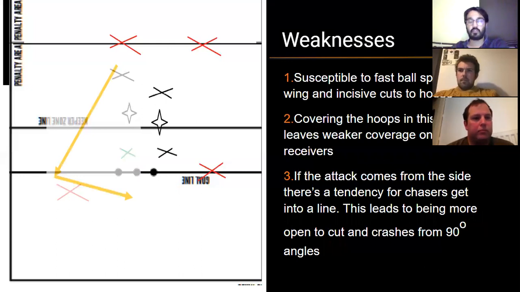Now, no defense is perfect, as we said. This does have some weaknesses, especially if the team on offense are good at moving with the ball and moving the ball around. It is quite susceptible to a fast, flat pass and a fast cut square of the hoops. The kind of cut you can see on the yellow line in front.